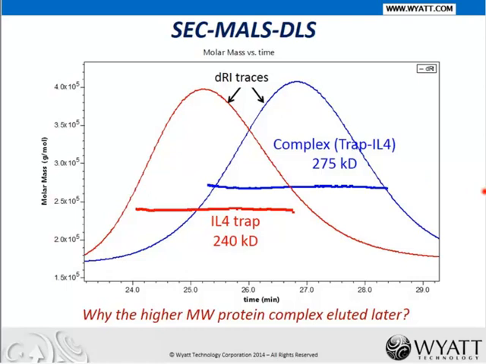However, what's strange or interesting here is the complex. The complex has higher molecular weight, yet it eluted later. We know in size exclusion chromatography, the larger molecule is supposed to elute earlier. Late elution is usually caused by column interaction or by a more compact structure. So we can use the online dynamic light scattering to help us find out which one is the true cause.